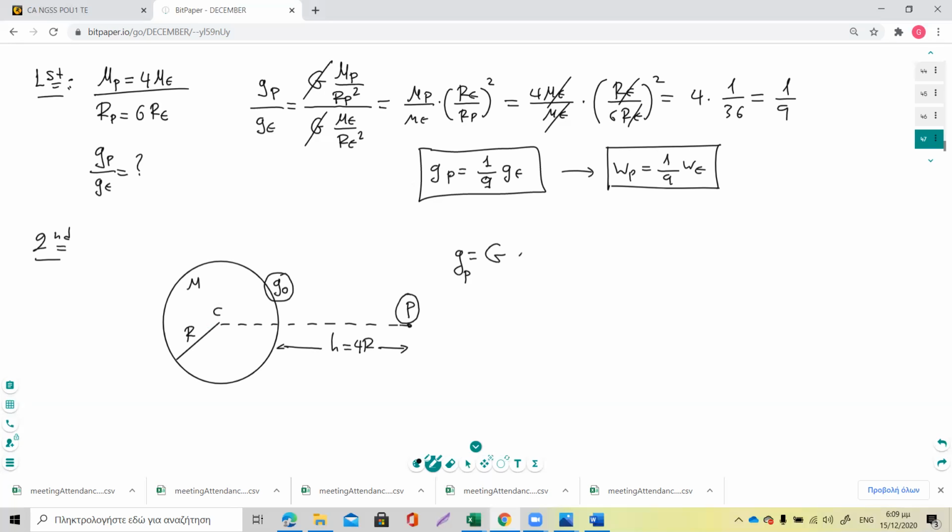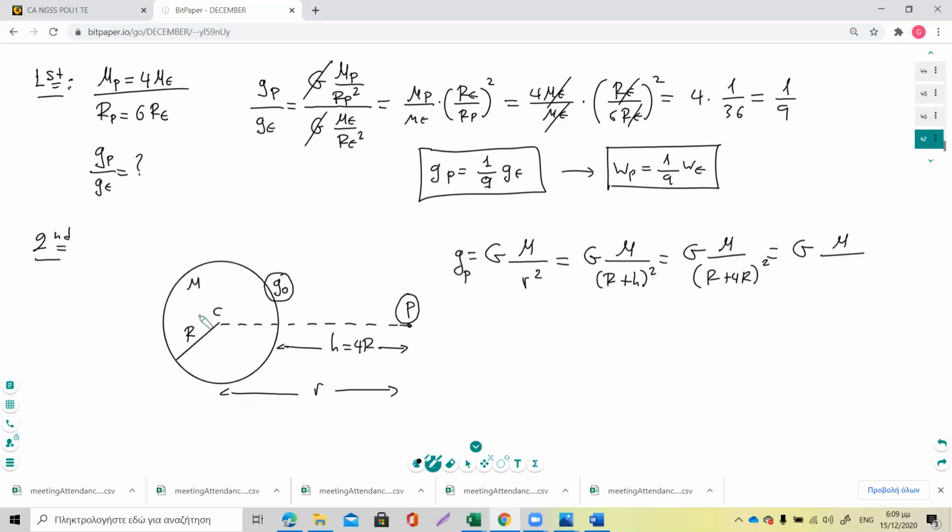So let's go. G m over, look, this is the distance we call r when it comes to the gravitational law. So we have to start by writing G times m over r squared. And now we can write r plus the altitude, squared, which gives r plus 4 times r, squared, and it comes to G times m over 5 times r squared, which gives 25 times r squared.